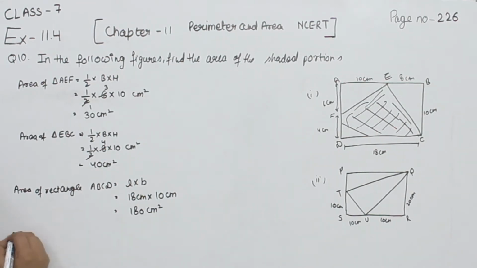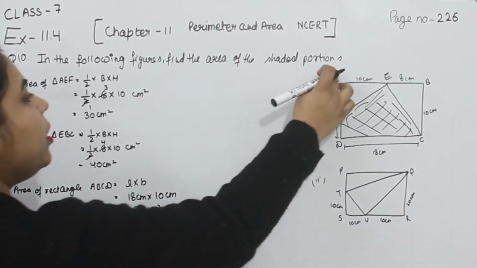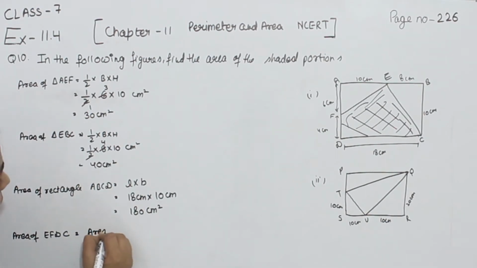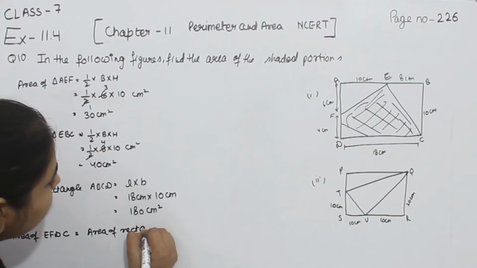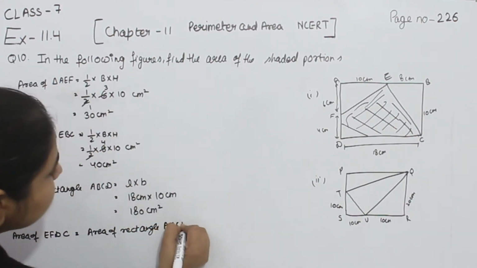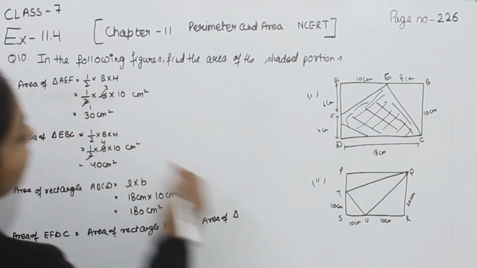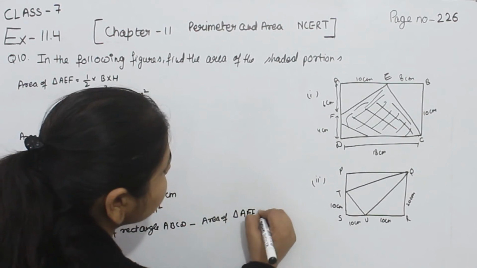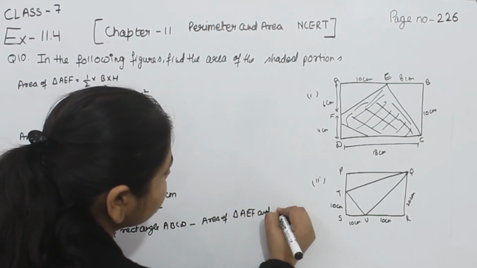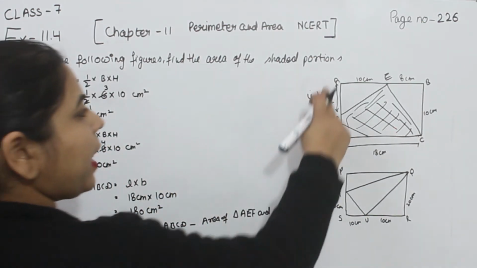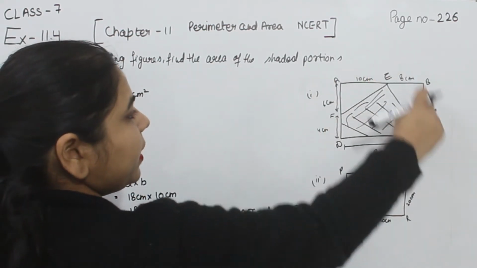Now we are going to write here area of EFDC. We need to find out the area of EFDC, this one. For this one, area of rectangle ABCD minus area of triangle AEF and triangle EBC. So we are going to subtract this triangle and this triangle from the rectangle, then we will have this one shaded area.